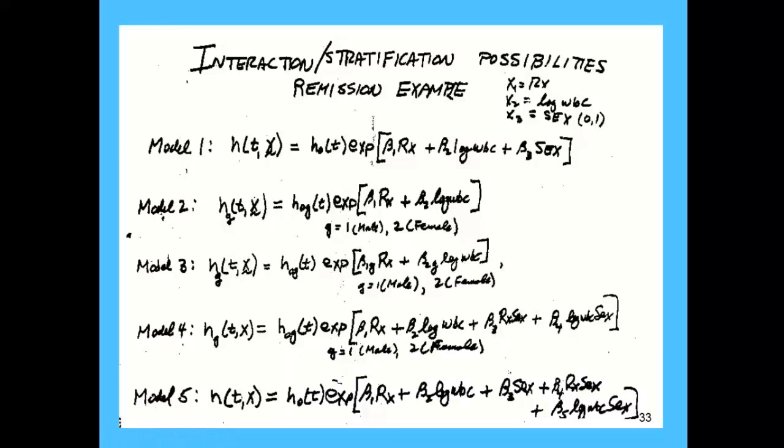So for this model, what's the formula for the hazard ratio for the effect of treatment? What's the formula for it? In model 4, it's e to the what?